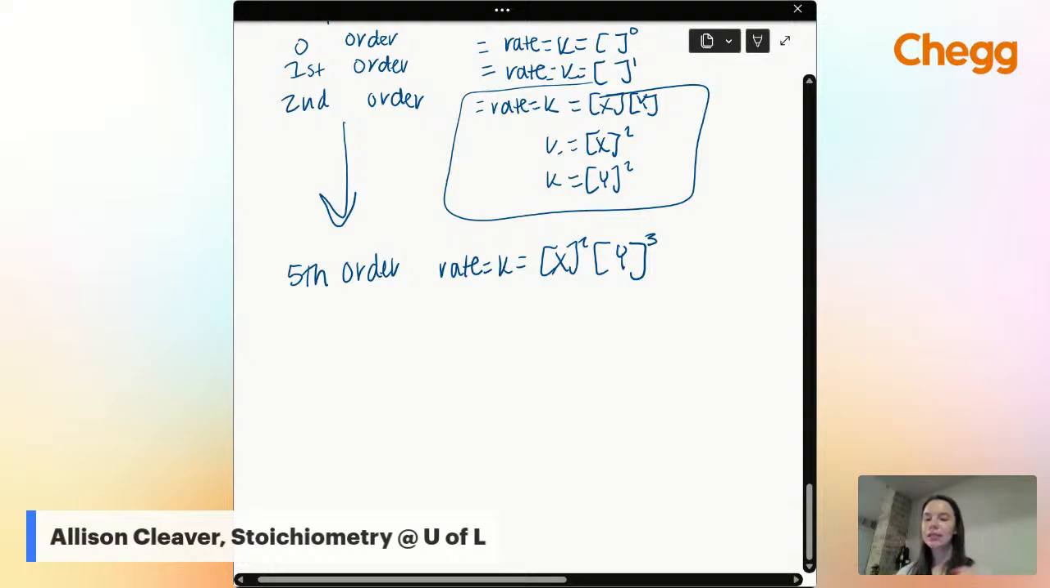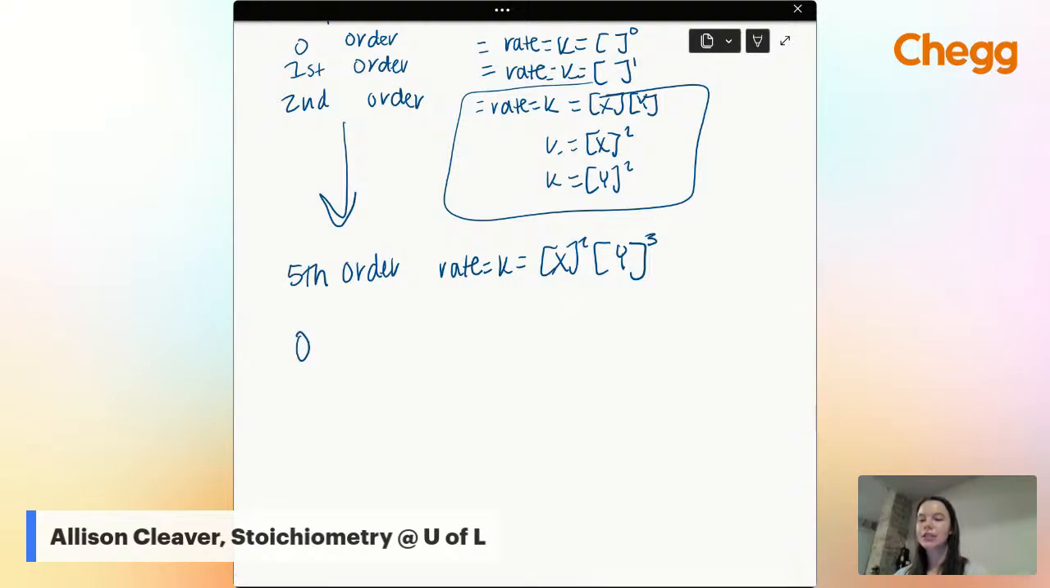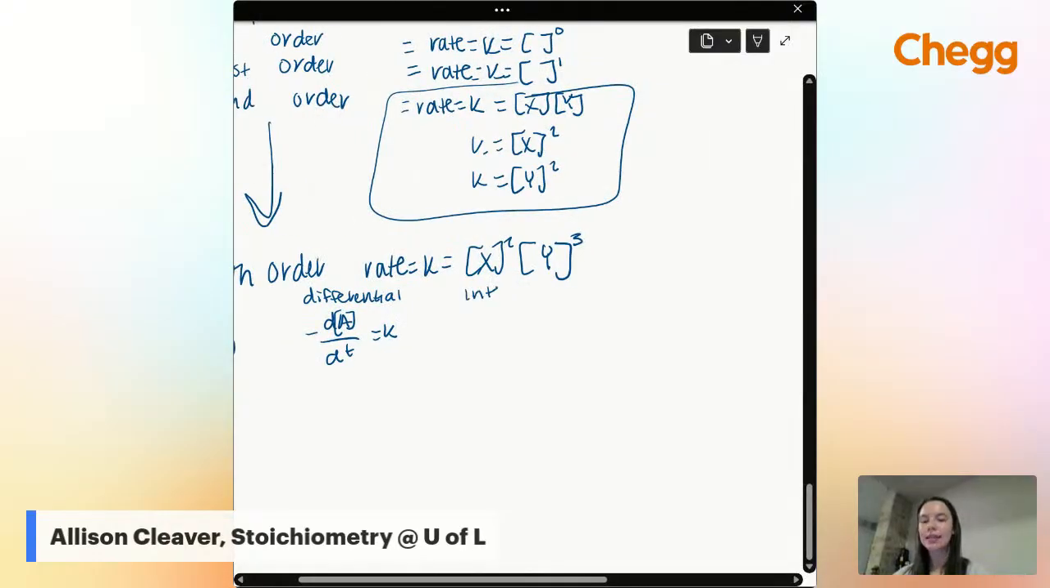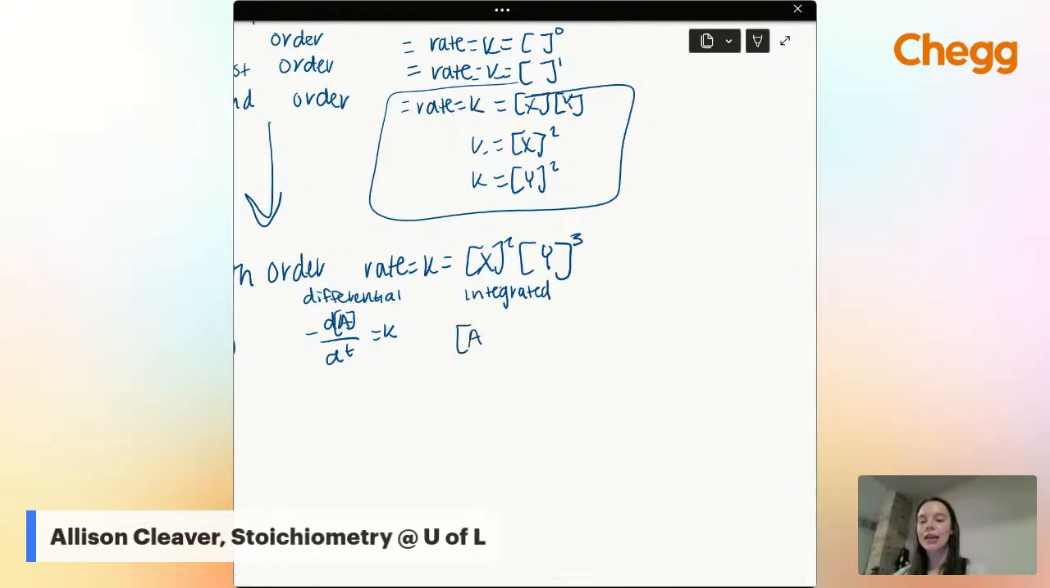For zero order reactions, we basically have two types of ways to figure out what that rate constant is. We have differential rate laws, which would be like the negative d[A]/dt equals K. We have integrated rate laws. This is the one I see the most people use. So we'd have [A] equals [A]0 minus Kt. And then we could find our slopes.